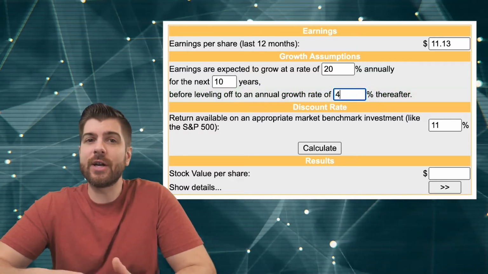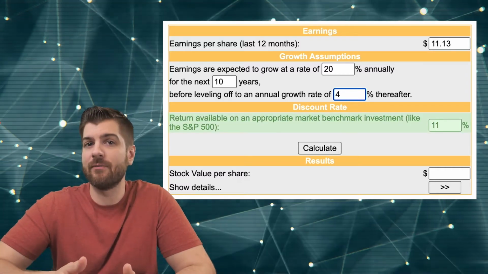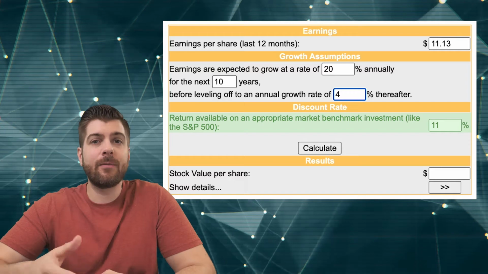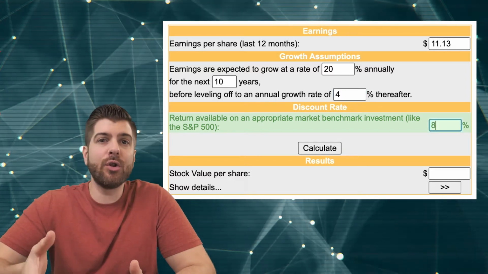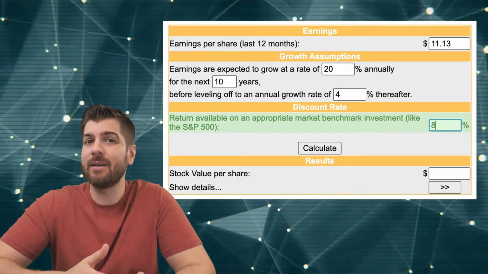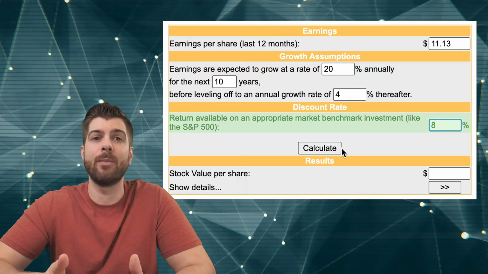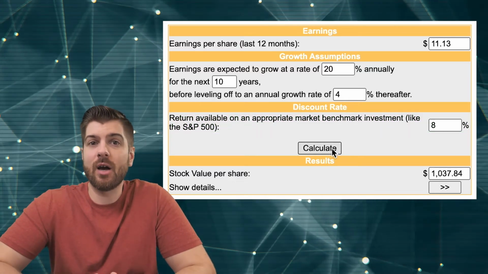Now, the final field to enter here on this calculator is what is the return available on an appropriate benchmark investment like the S&P 500. And now for this, we're going to temporarily enter 8%. And we're going to use 8% because although the S&P 500 has returned about 10% annually historically, I think moving forward, that will be closer to about 8% annually. When we hit calculate, it tells us that the value of Facebook stock is pretty high.